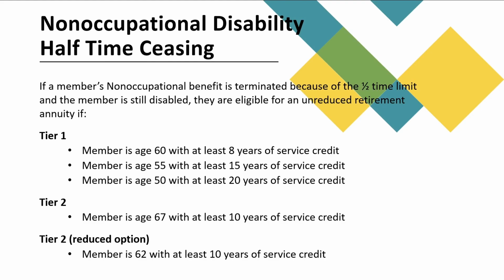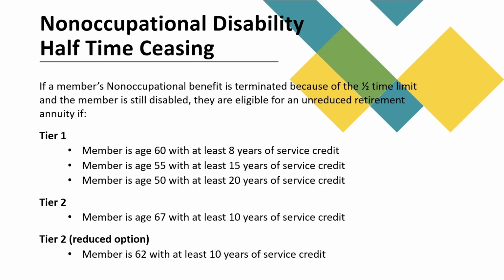Non-occupational disability half-time ceasing. If non-occupational disability is terminated because the half-time limit is met and the member is still disabled, they are eligible for an unreduced retirement if the member meets these criteria. The member is age 60 with at least 8 years service credit.